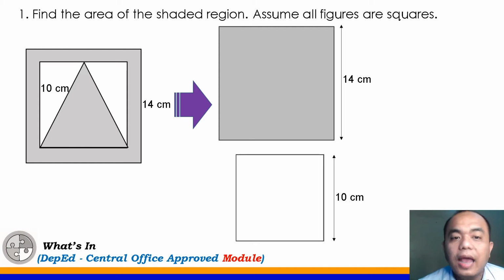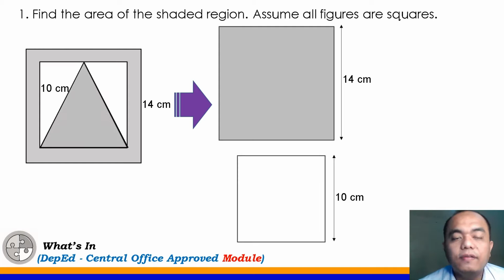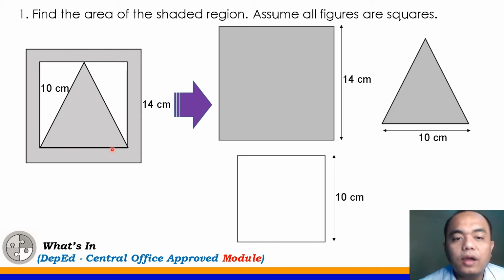Square din yan. And the last figure is, we have the triangle. And the triangle measures 10 centimeter. Paano nakuha yung 10 centimeter? Since ito yung square dito is 10 centimeter, all sides also is 10 centimeter. So, ang base natin dito sa triangle natin is also 10 centimeters. And we have the height also of 10 centimeters here.